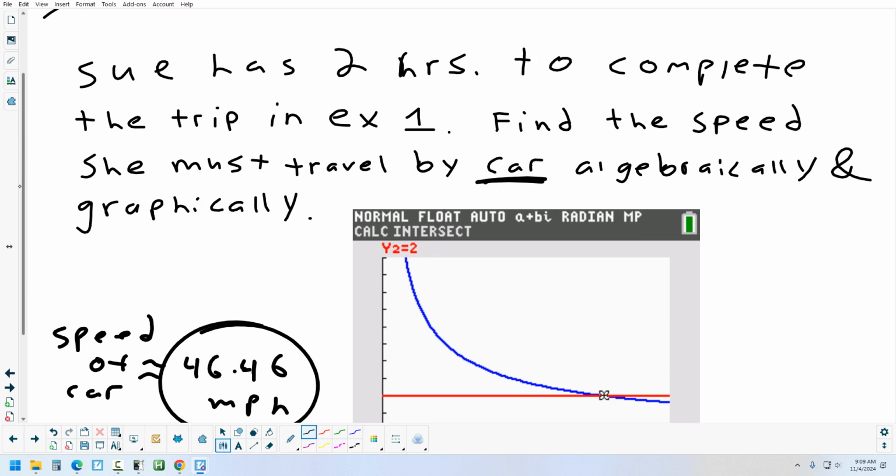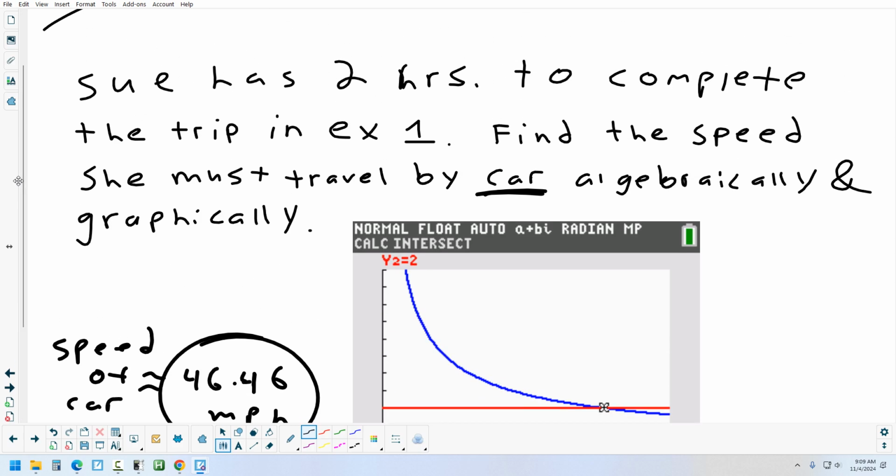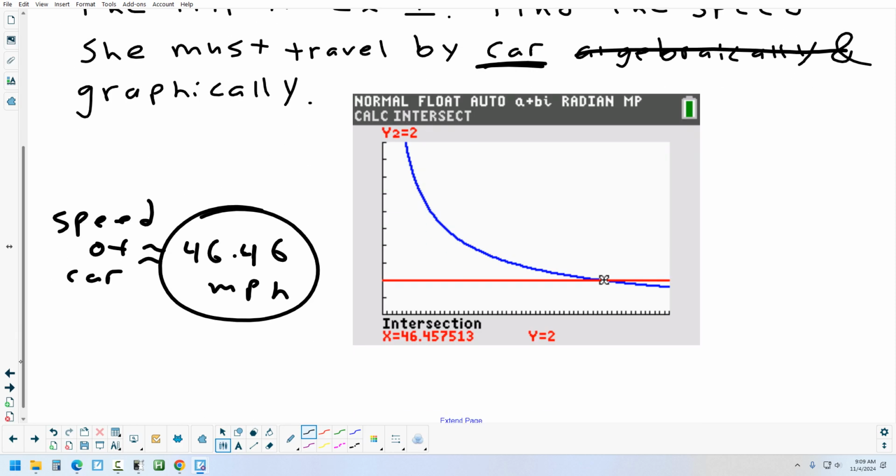So I wrote we were going to do it algebraically and graphically, but we're going to do a lot of other ones algebraically, which is why I just did it graphically. Any questions on that one?